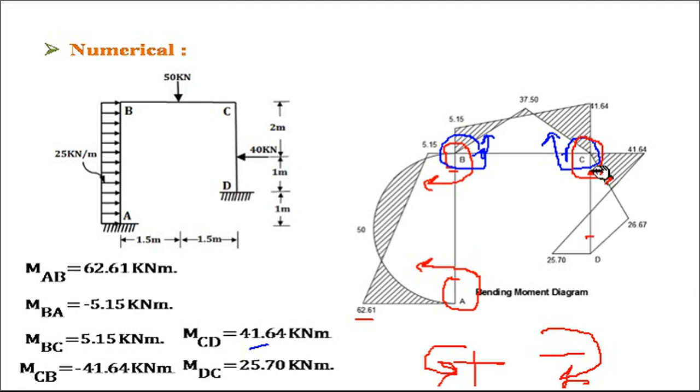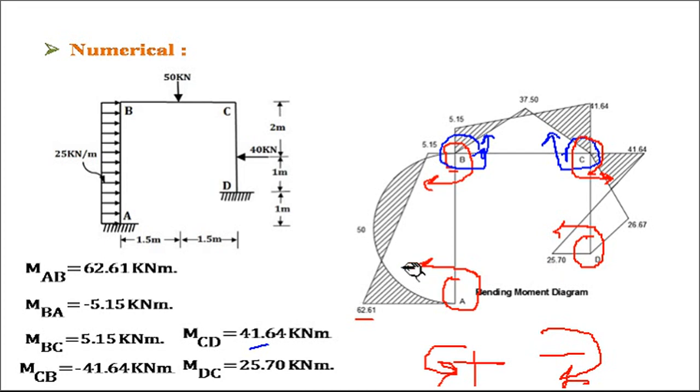Now consider the moment in member DC. It is 25.70, that means it is in anticlockwise direction. So rotate the joint D in anticlockwise direction and it should cut the member once. That means it is acting toward the left hand side of the joint D. So connect these two points by a straight line.